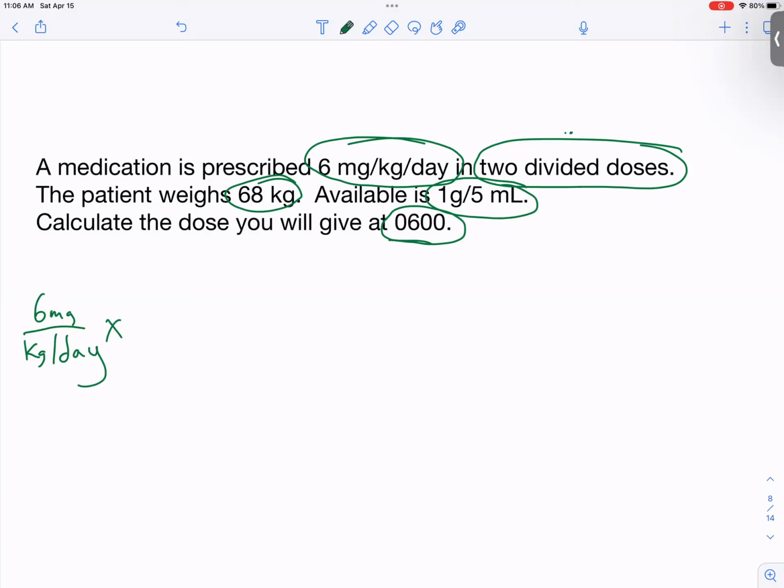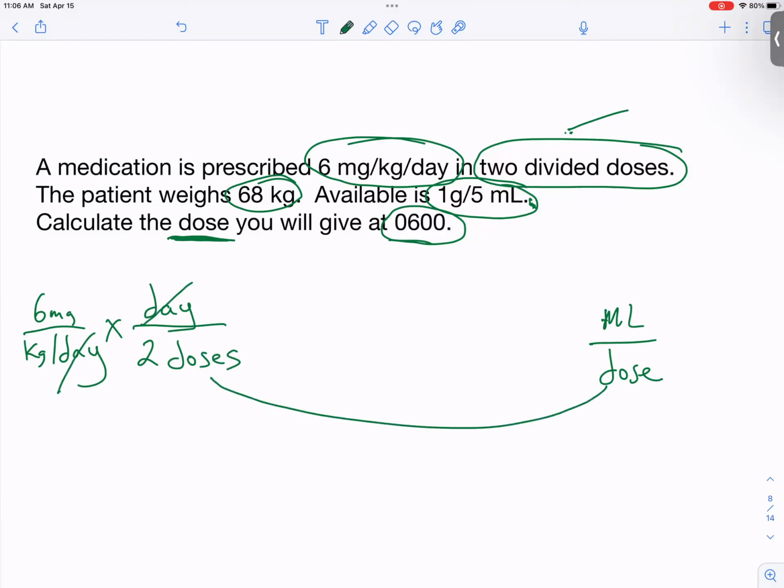I need to know what am I going to give per dose, right? And it comes in a liquid. It's available in milliliters, but they want to know what I'm going to give per dose. What am I going to actually bring to that patient and give for that 6 a.m. dose? So every day, how many doses? 2 doses. Every day, 2 doses. I got to get rid of day and get doses.